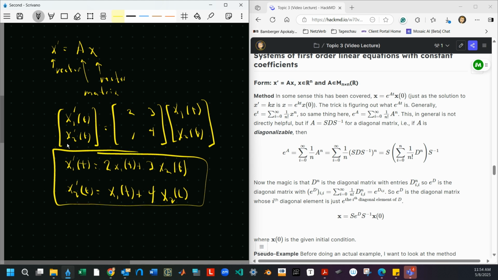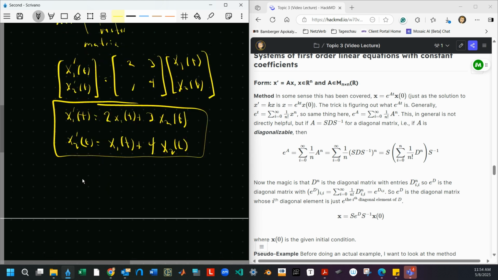And then this is usually given with a couple of initial conditions. There's actually a couple of options here, but in this case, I'm just going to consider the case where we're given x1 of 0, x2 of 0 as an initial condition.